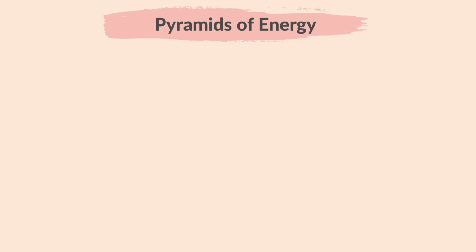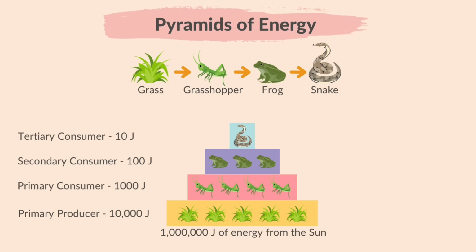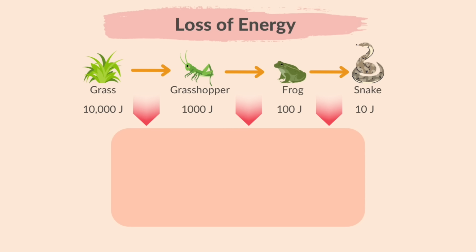Next, pyramids of energy. A pyramid of energy shows the flow of energy at each trophic level in an ecosystem. Now, in case you've not noticed, there's a loss of energy occurring at each trophic level. Starting from the producers, energy is transferred from one trophic level to the next. As energy moves through trophic levels, it decreases. At each trophic level, 90% of the original energy is lost. Only 10% of the energy is available to the organism at the next trophic level.